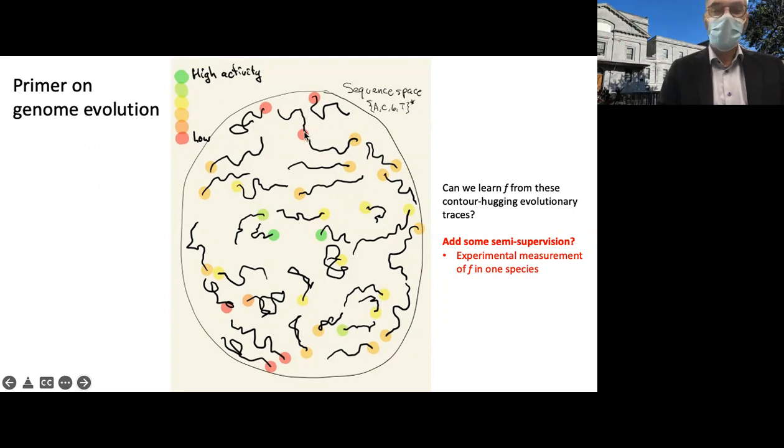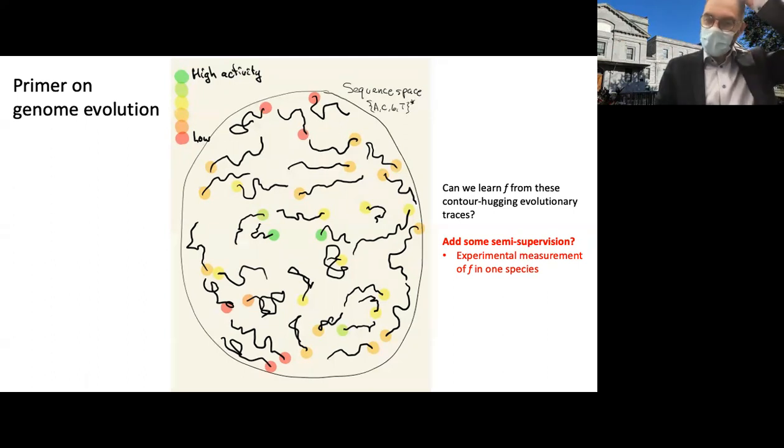Okay, we don't know what the activity levels of the ancestral sequences were, but we know what the activity levels of the endpoints were. And from this, we can hope to infer this entire function with hopefully a decent degree of accuracy.